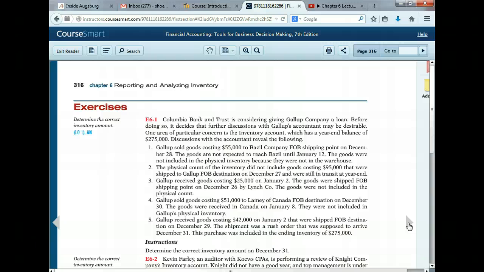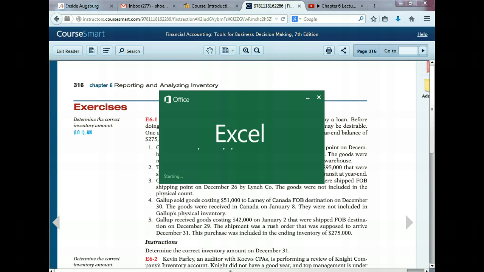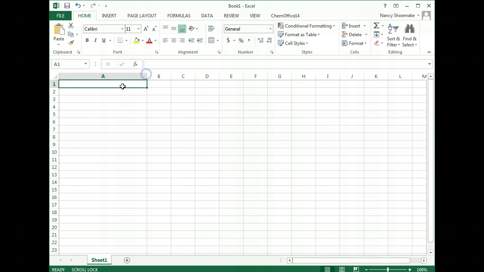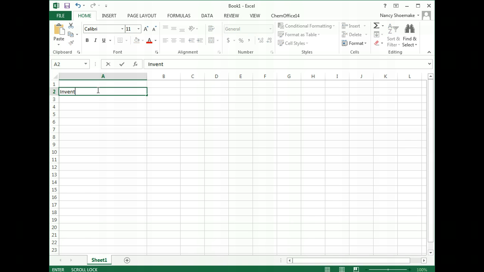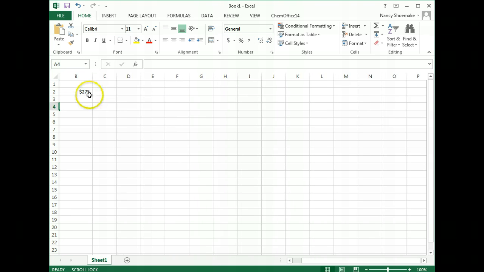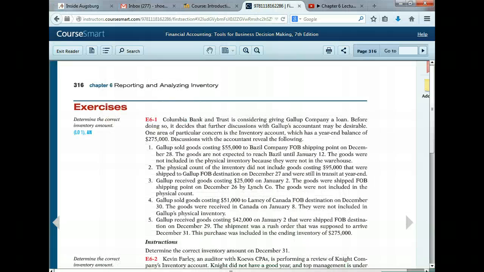Okay, so let's look at E6.1. Columbia Bank and Trust is considering giving Gallup Company a loan. Before doing so, it decides that further discussion with Gallup's accountant may be desirable. One area of particular concern is the inventory account, which has a year-end balance of $275,000. Discussions with the accountant reveal the following. So I'm going to start a worksheet. Our inventory balance shows $275,000.